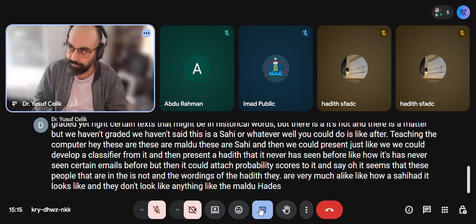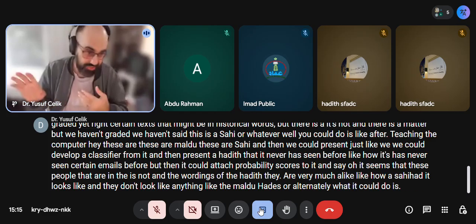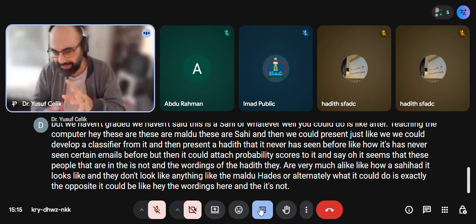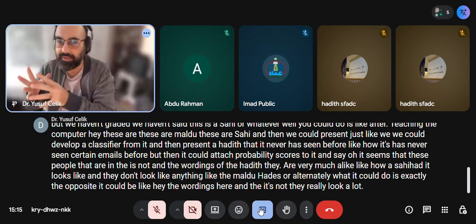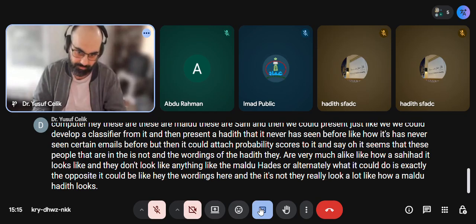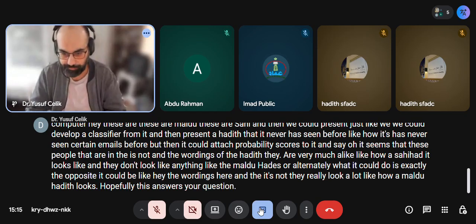mawdu hadith. Or alternately, what it could do is exactly the opposite. It could be like, hey, the wordings here and the isnad really look a lot like how a mawdu hadith looks. Hopefully this answers your question.